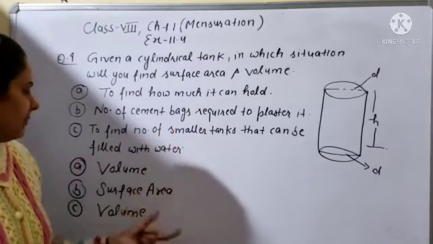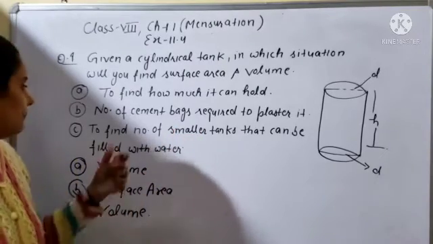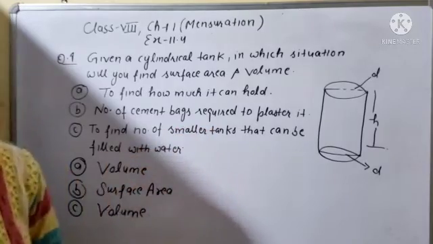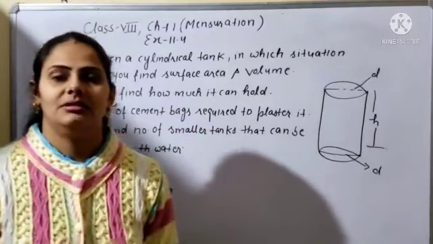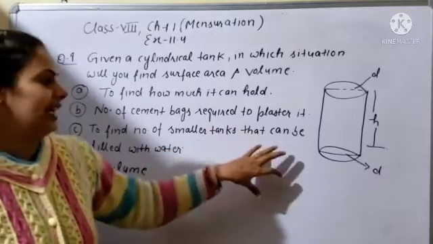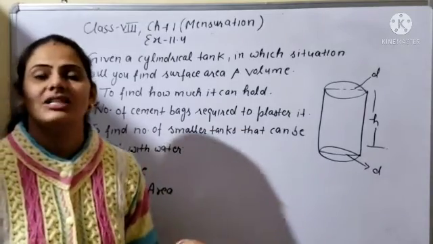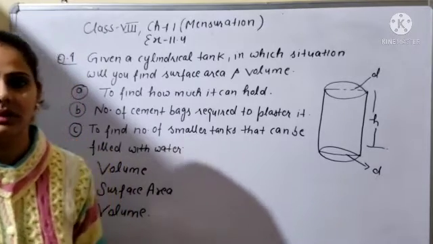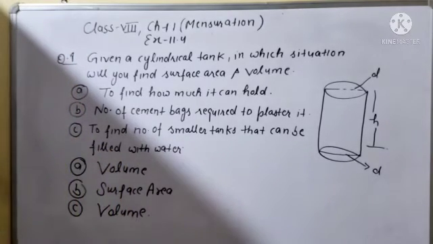Okay, so in the second part you will find out the surface area. In the third also, to find the number of smaller tanks that can be filled with water. So again you are filling the tank with water. It means how much quantity of water it can hold, so again you will find out the volume here. So this was your question number one. According to the situation you will find out the answer here.